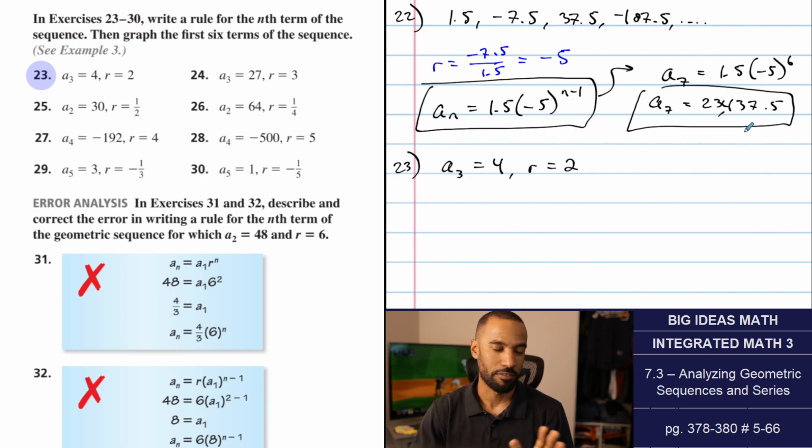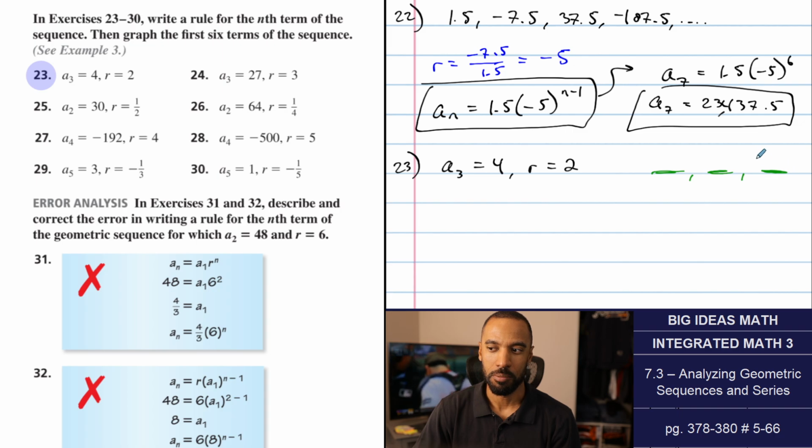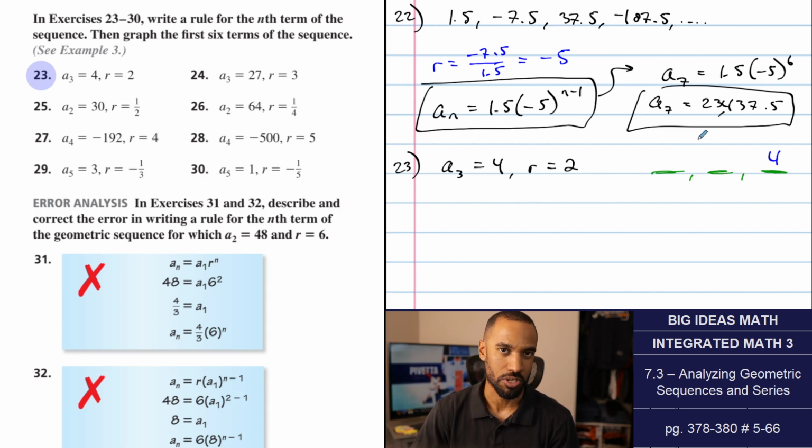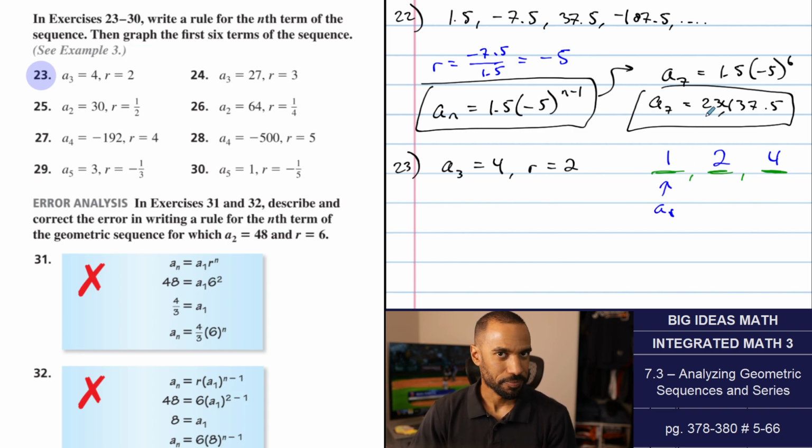Let me do a practical way first just to say, hey, these are pretty fine to do. I have the third term as 4. My common ratio is 2, which means I multiply by 2 this way. That means I divide by 2 this way. What's 4 divided by 2? What's 2 divided by 2? That's your first term. This is your a sub 1. So there's a way to do it.